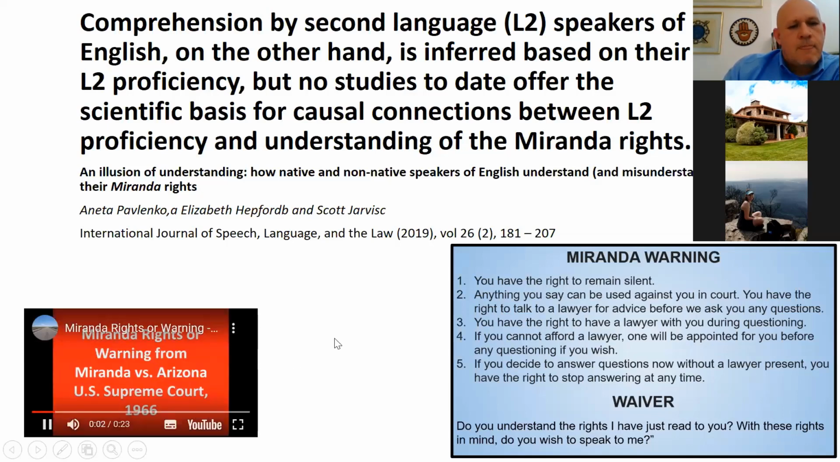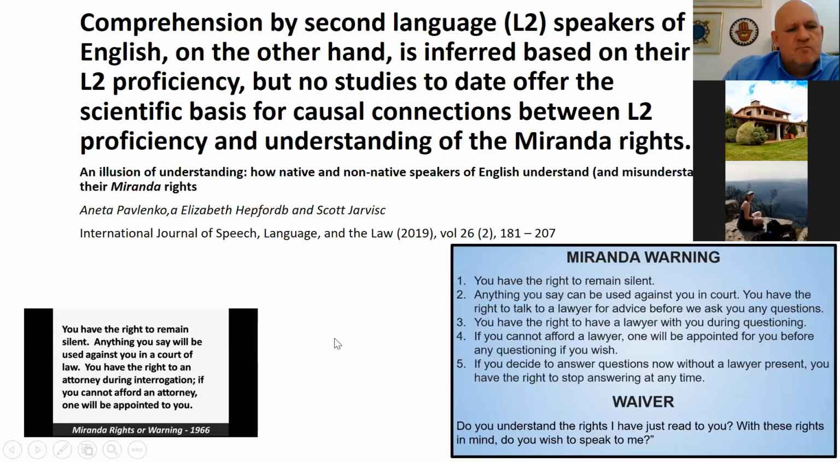Miranda rights, or warning: you have the right to remain silent. Anything you say will be used against you in a court of law. You have the right to an attorney during interrogation. If you cannot afford an attorney, one will be appointed to you.